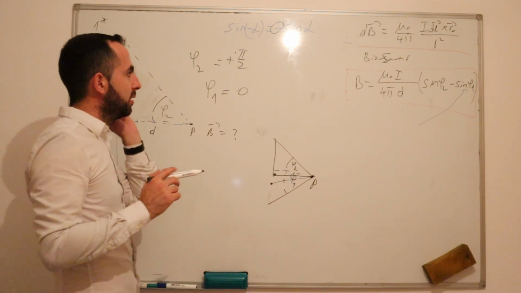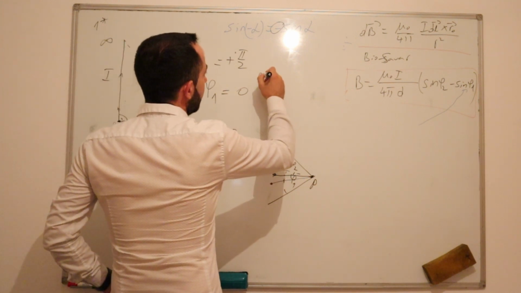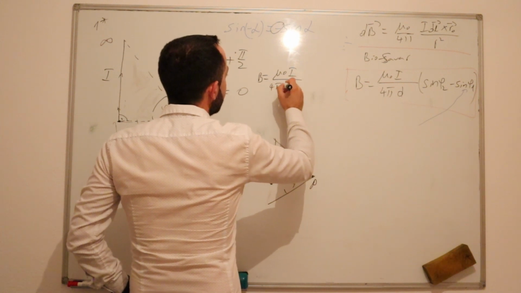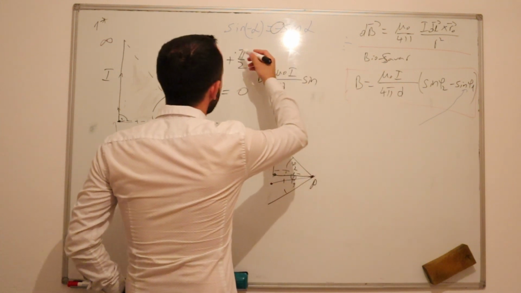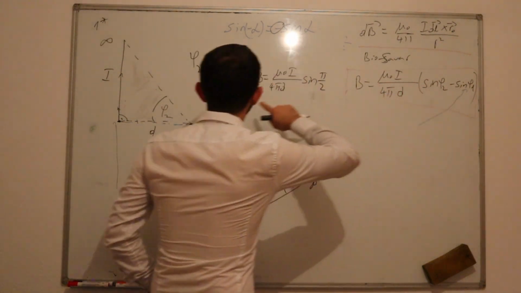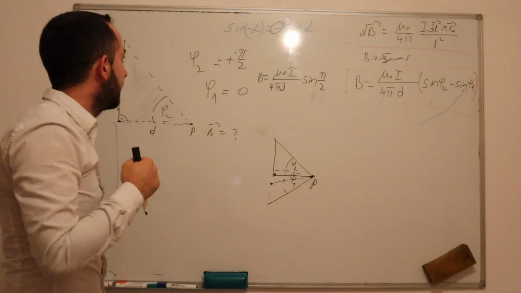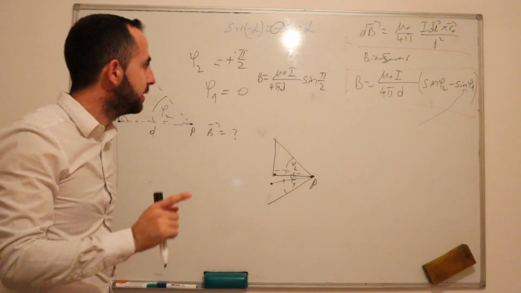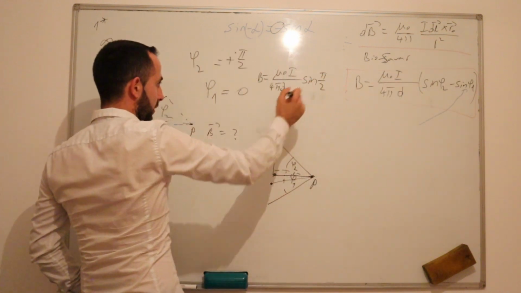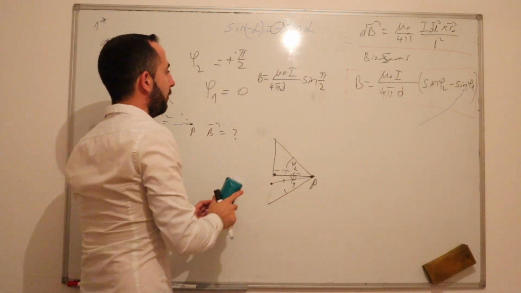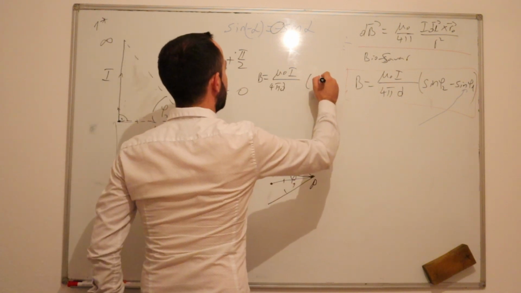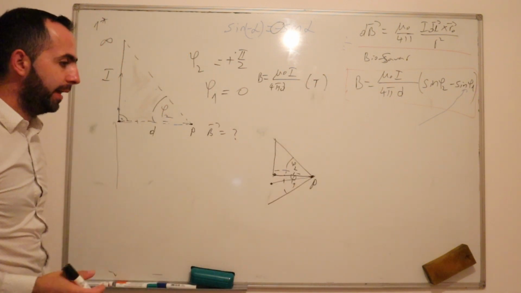So our equation will be B equals minus mu 0 I over 4 pi d, times sine of phi 2, which is 90 degrees, minus sine of phi 1, which is 0. Let's remember that the sine of 0 is 0, so we will not have this term, we will only have the sine of 90 degrees, and that is 1.